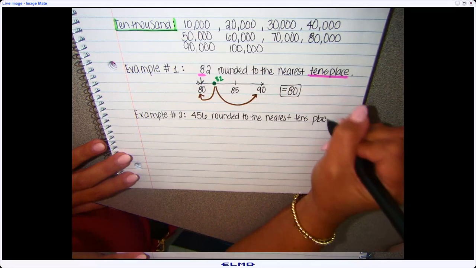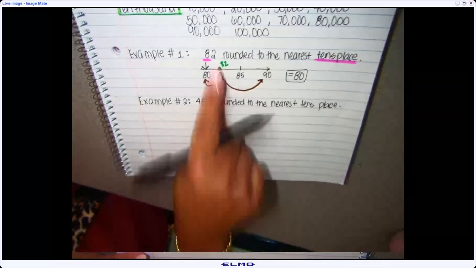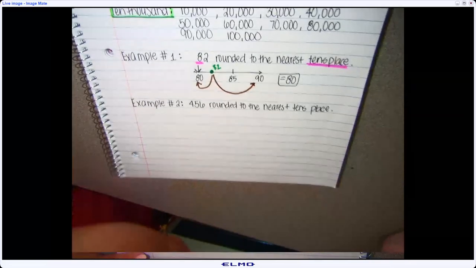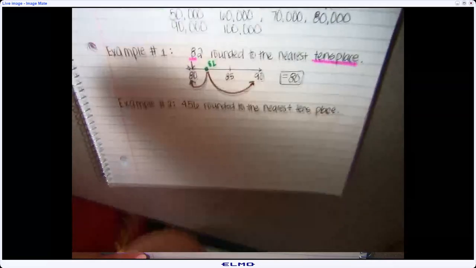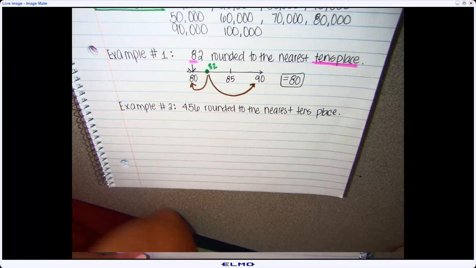tens place. So my number is bigger than 82, it's greater, but I'm still rounding to the tens place. Just because I have a really large number doesn't necessarily mean that I'm rounding to a larger place value.